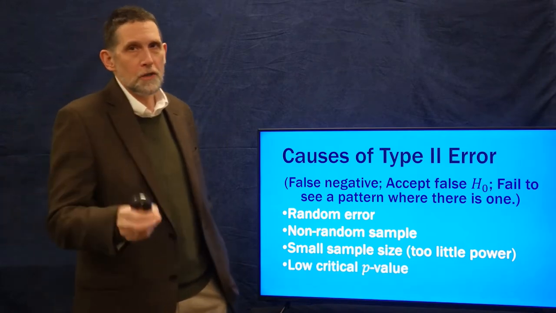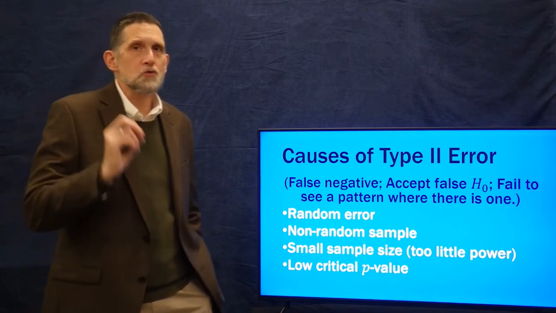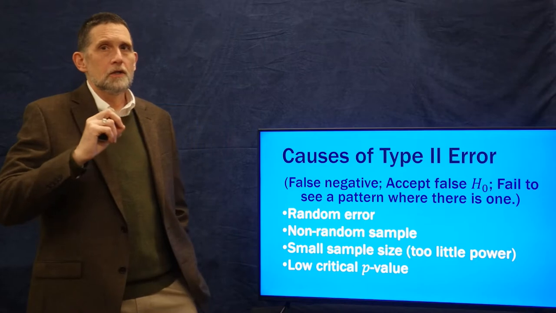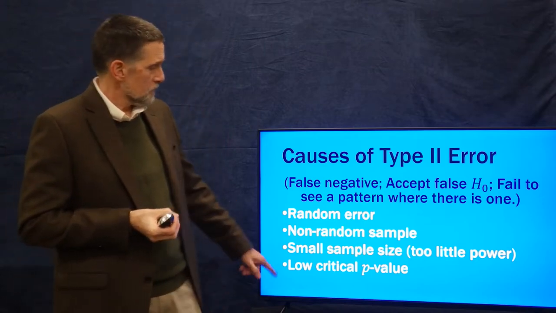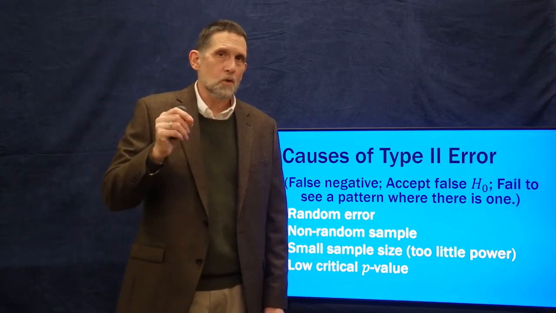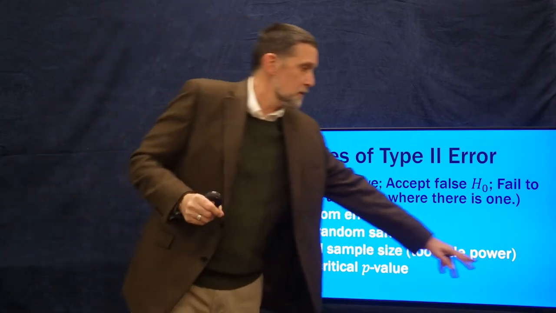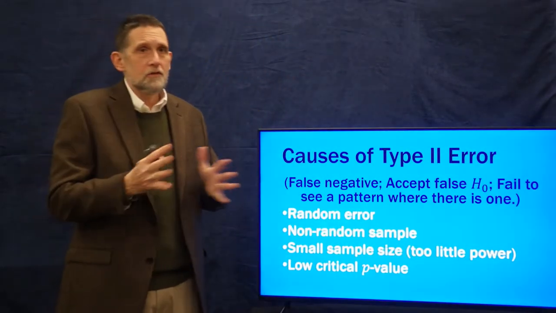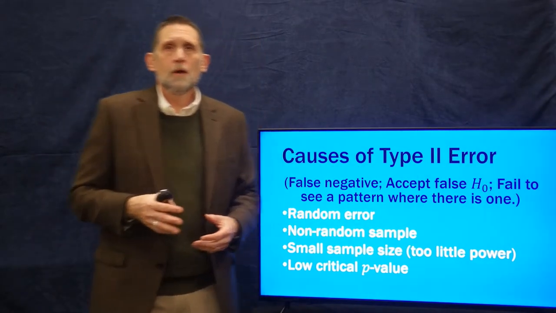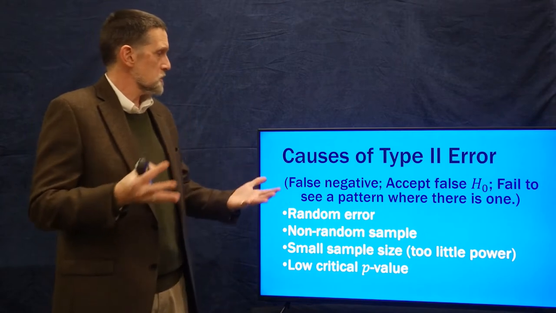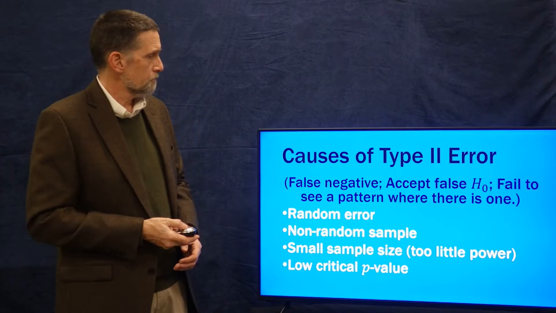Finally, too low a critical p-value can cause a type 2 error because we are too stringent in our requirements to reject the null hypothesis. If we have a critical value of 0.001, maybe we don't have the power to see that kind of a difference, and so we're always going to fail to see a pattern where there is one, fail to see a difference where there is one.